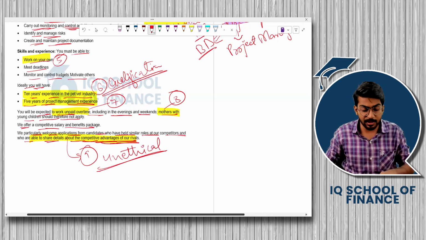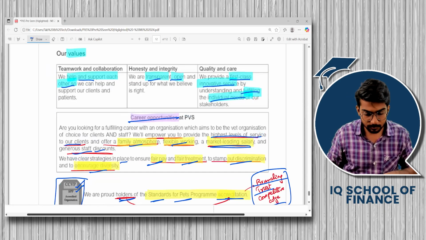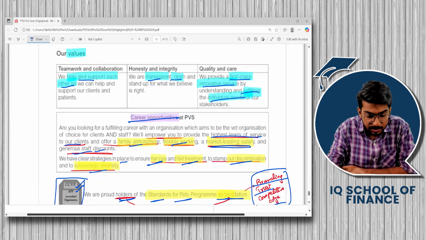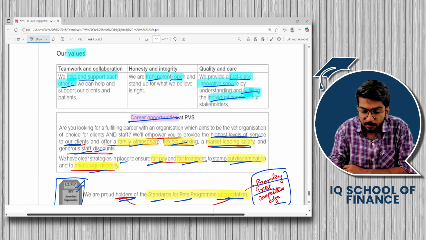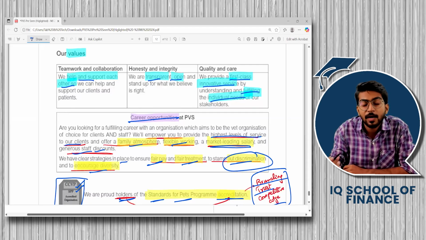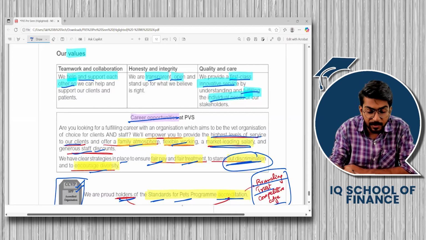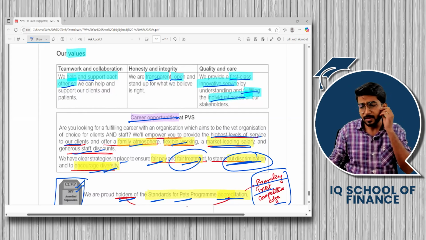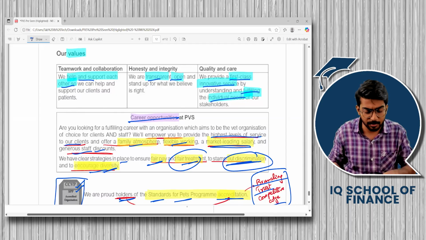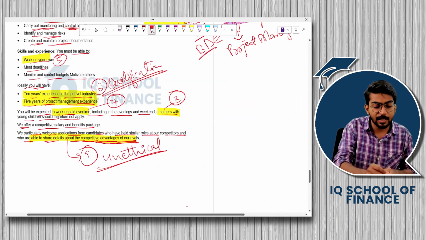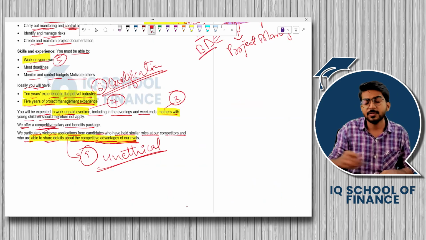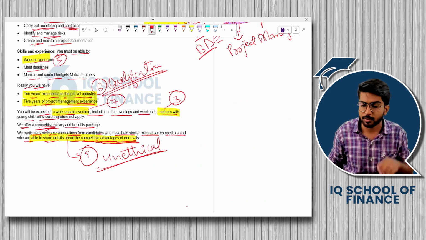Yes, let me go and see. Where, Pooja? Best organization, choice, empower, highest level of service, family atmosphere, flexible working, market leading salary, generous staff discount, fair treatment. Yes, see, the discrimination thing is against our policy. Fair treatment, fair pay, encourage diversity. So this is against it. The fair pay point is correct. They have mentioned that you will get a market competitive salary. So it's perfect, Pooja. There is no issue in it.